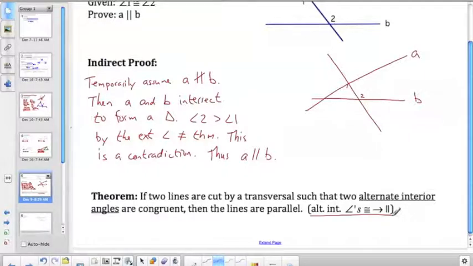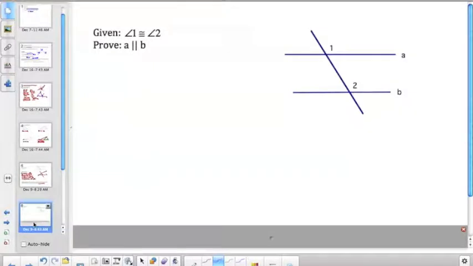Okay? So again, that was the use of an indirect proof because it's actually really difficult to prove that A and B are parallel directly. So we kind of went through the back door there by assuming that they weren't parallel and then showing that that was impossible. Now that we've proven this theorem, we can use this theorem to prove others. So here's another one. We're starting here with angle 1 and angle 2 congruent. Notice this time angle 1 and angle 2 are what we call corresponding angles. And we're going to try to prove that if corresponding angles are congruent, then the lines are parallel.